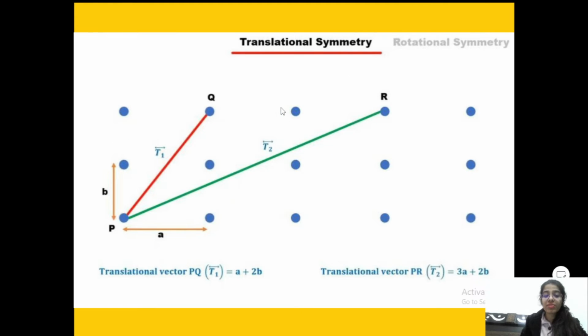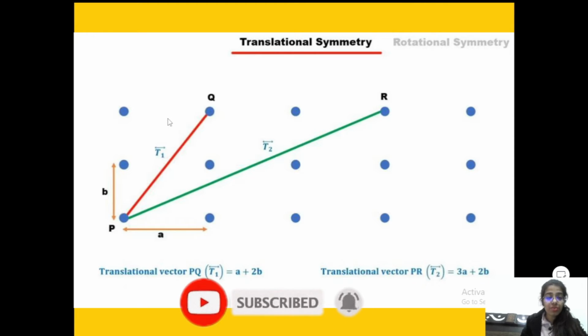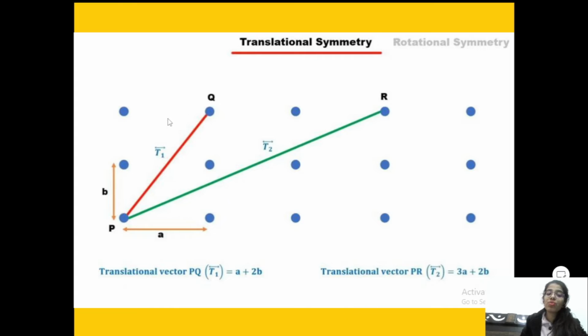a two-dimensional crystal structure. The periodicity between the atoms is a in the x direction and b in the y direction. Talking about translational symmetry between atoms P and Q, the atom Q is at distance a in the x direction and at a distance b in the y direction from point P. Similarly, the translational vector for these will be a plus 2b. So the translational vector PR, that is T2, is equal to 3a plus 2b.